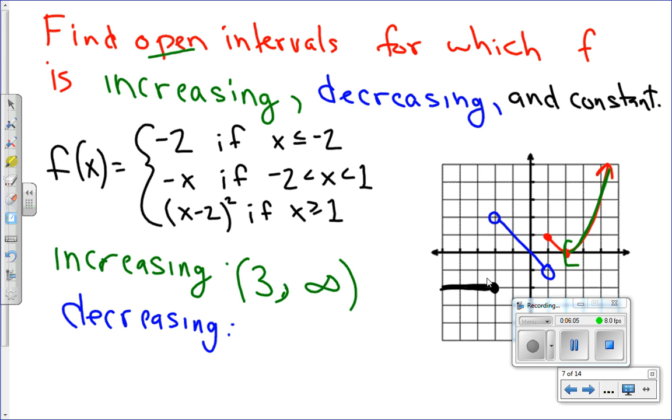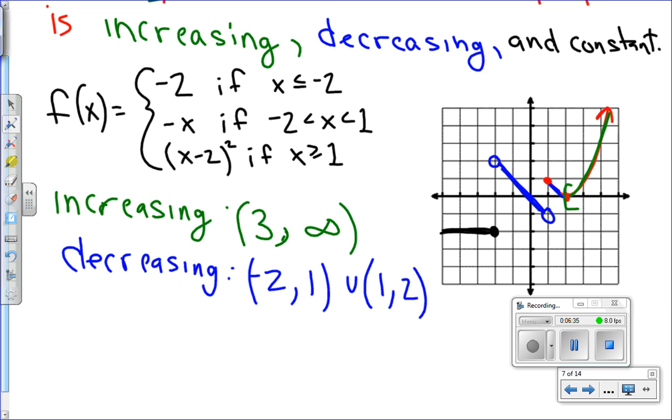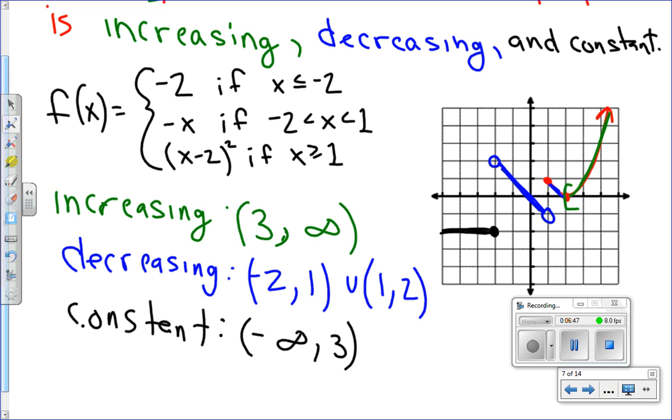The decreasing would be this linear function here, and then the part of the quadratic function there. So we could say that this is decreasing from negative 2 to 1, and then it's also decreasing from 1 to 2. For constant values here, that's going to be when the graph is horizontal, and so we would say it's going to be negative infinity to 3. Excuse me, negative 3.